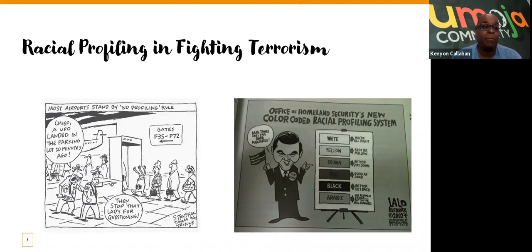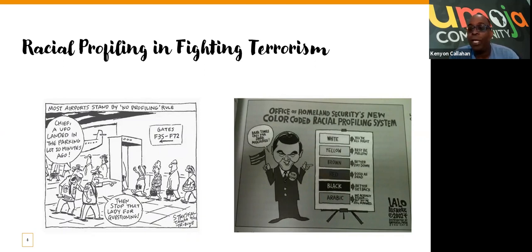Chief, a UFO landed in the parking lot 10 minutes ago. Then stop that lady for questioning. And look who they're stopping. Not the alien in front of her, but the older lady behind them. Office of Homeland Security's new color-coded racial profiling system.